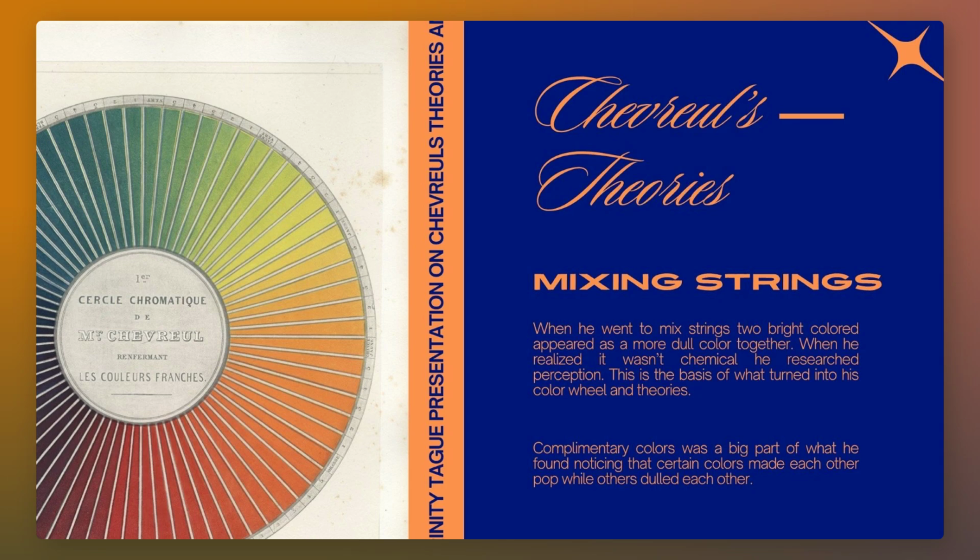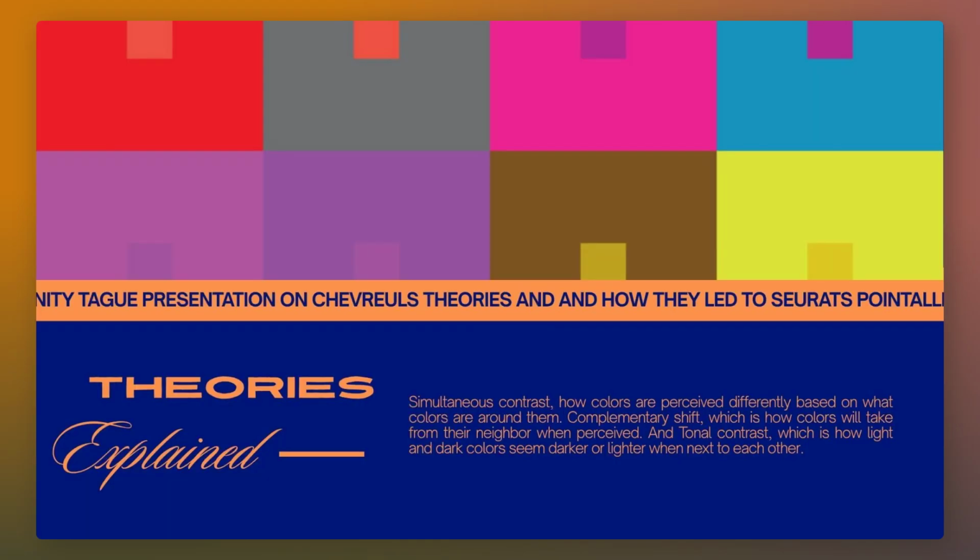This led to the interest in the effects of adjacent colors. He found, using the wheel he created, that colors he called complementary made each other pop, while non-complementary colors diminished each other. His theory expanded into a handful of understandings. Simultaneous contrast: how colors are perceived differently based on what colors are around them.